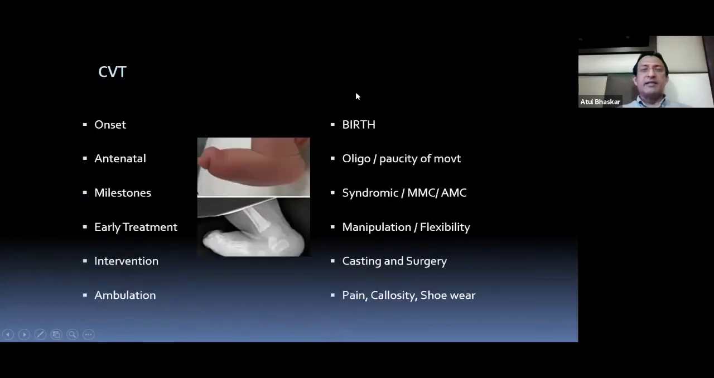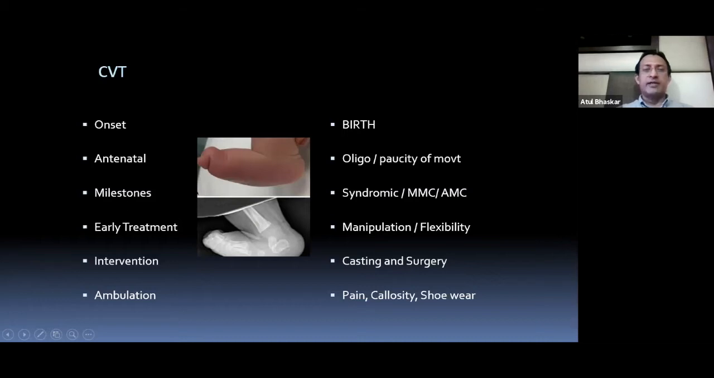So I'll start with vertical talus, which is rarer. From the exam point of view, you need to know the onset of the condition, which is obviously from birth. But you should touch upon some antenatal history, whether there was any history of oligohydramnios, or paucity of movements. Because in syndromic children, the mother will report there was less movement when she was in pregnancy.